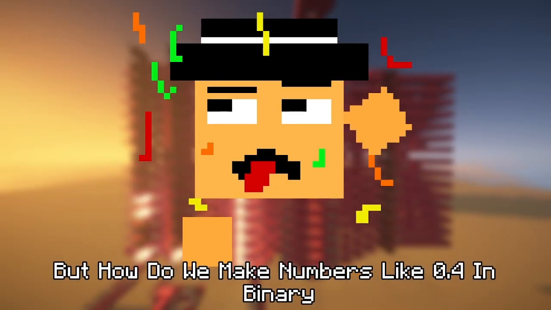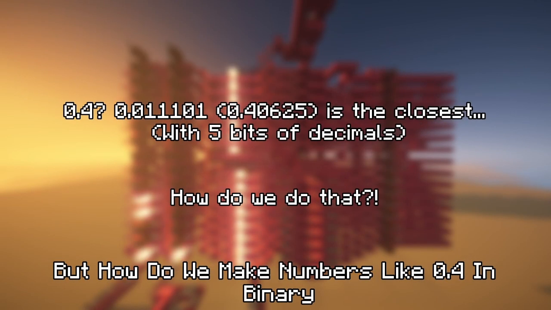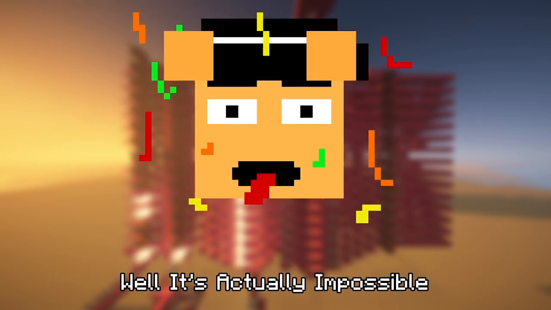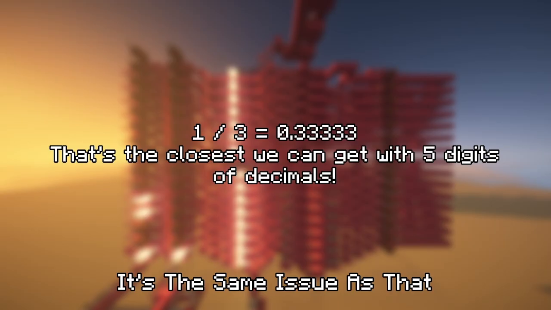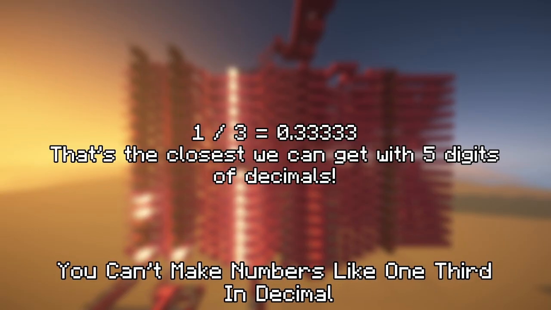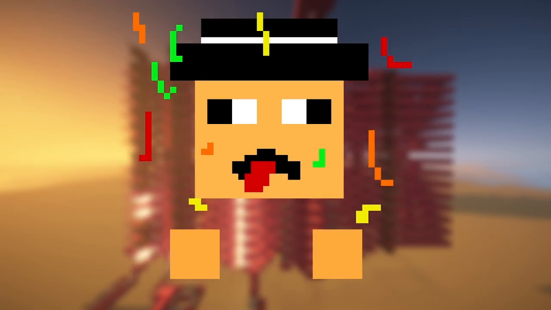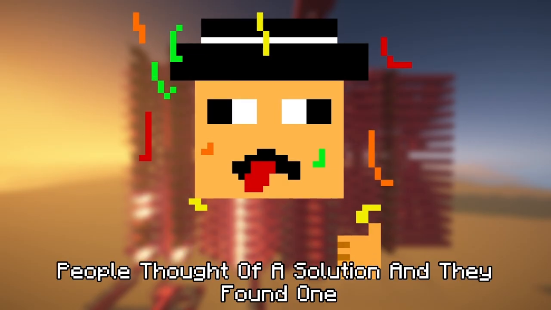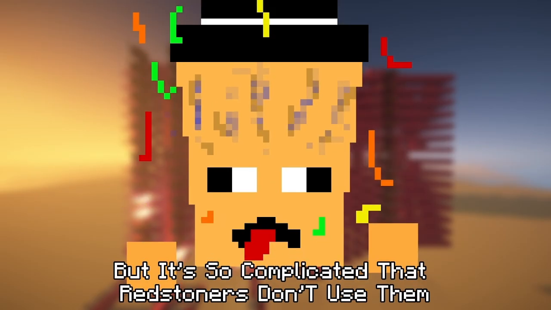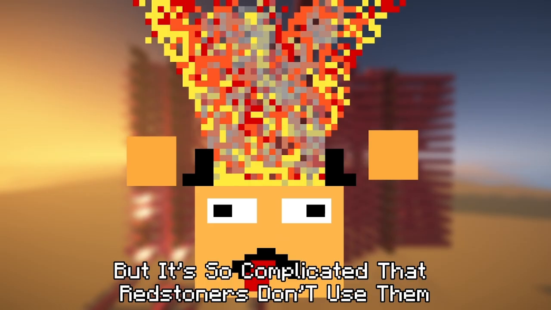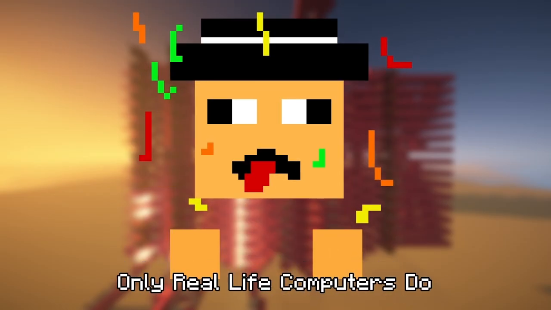But how do we make numbers like 0.4 in binary? Well, it's actually impossible. It's the same issue as that you can't make numbers like 1/3 in decimal. People thought of a solution and they found one, but it's so complicated that redstoners don't use them. Only real life computers do.